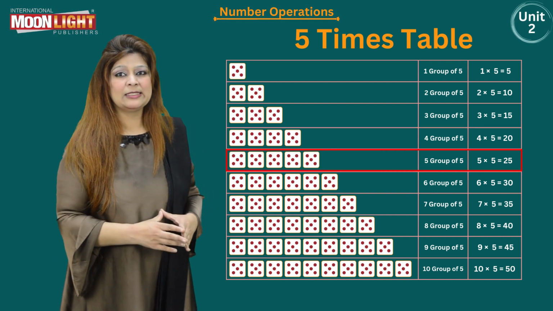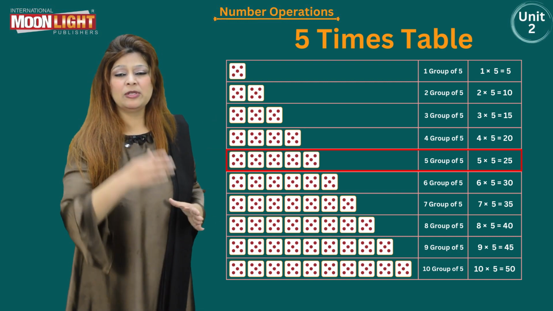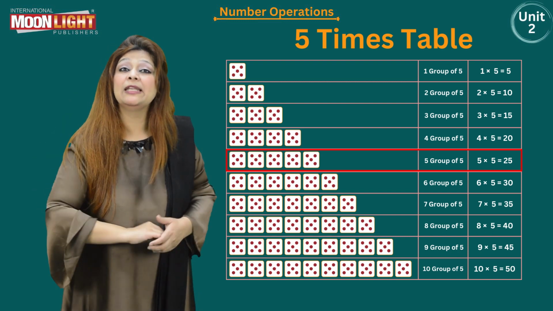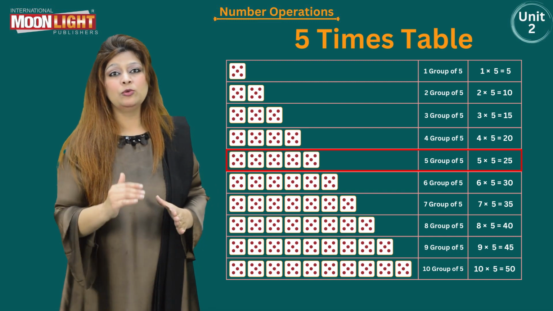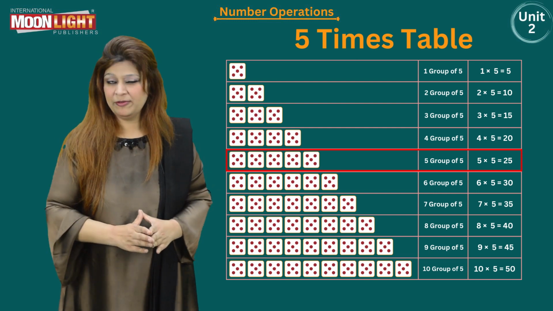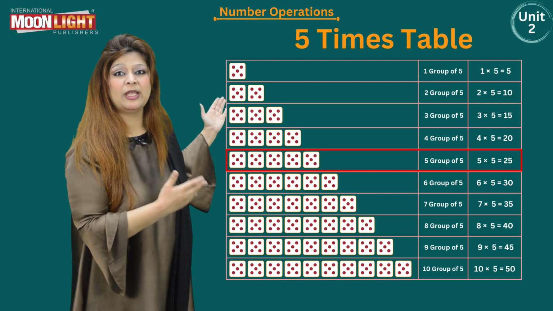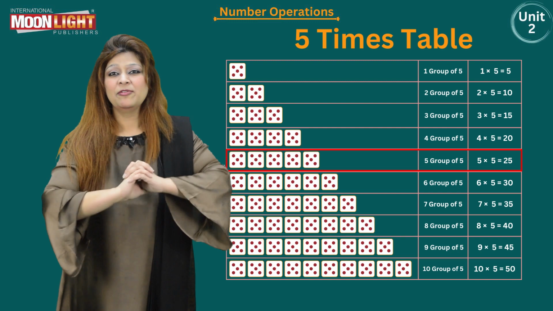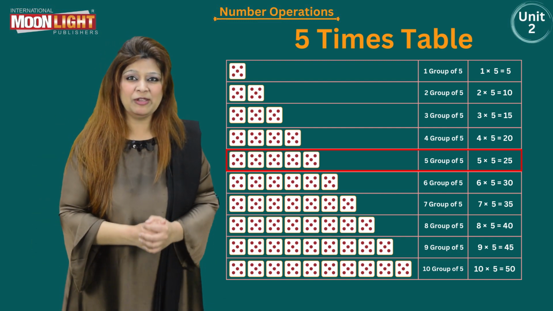Now what next? Next I have 5 groups of 5, because this is just like counting in numbers 1, 2, 3, 4, 5, 6, 7, 8, 9, 10. We are going to develop the multiplication table till 10, so we will have a total of 10 groups of the number 5. You can check on your screen. This picture shows 5 groups of 5, meaning 5 is added 5 times. So 5 multiplied by 5 is equal to 25.